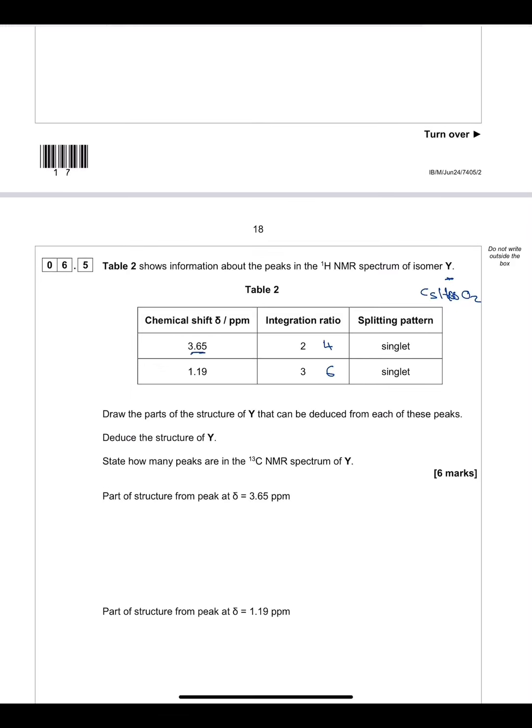The chemical shift for the four protons here is 3.65, which means there are two CH2 groups which are each attached to an oxygen, because 3.65 means CH next to an oxygen. So what part of the structure will be responsible for this peak at 3.65? This is a singlet as well, so they must be chemically equivalent. So we can have CH2 and CH2, each of these attached to an oxygen.